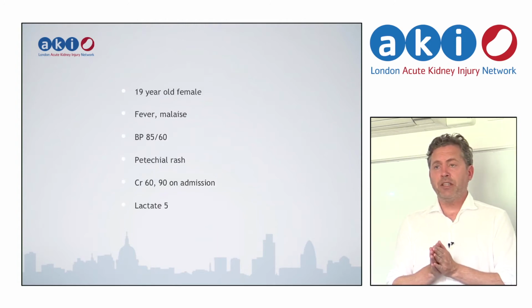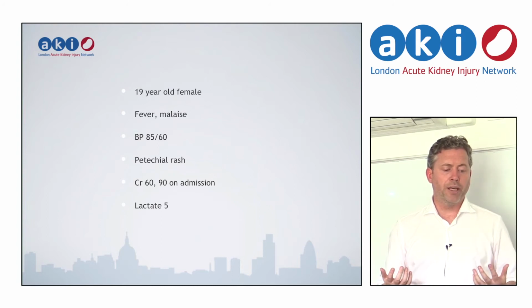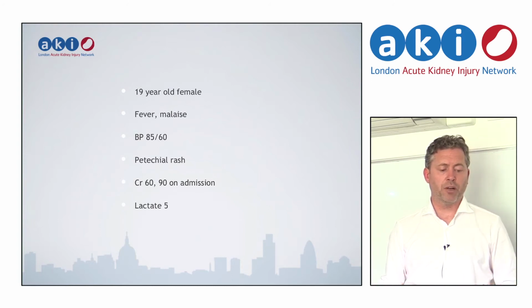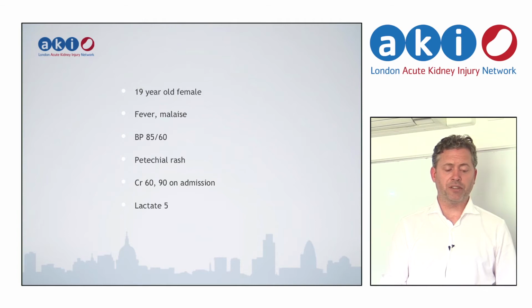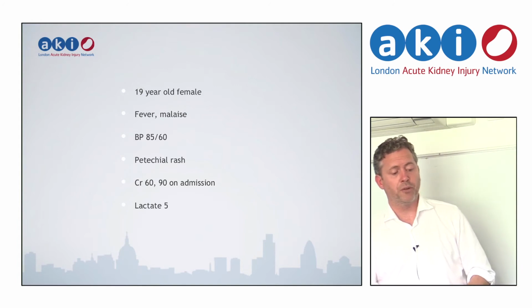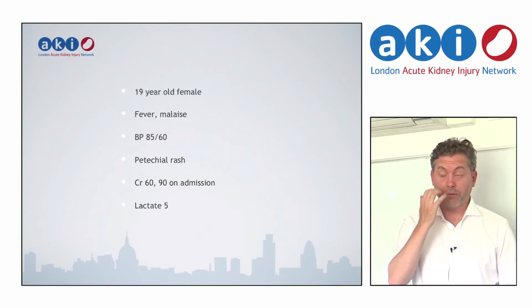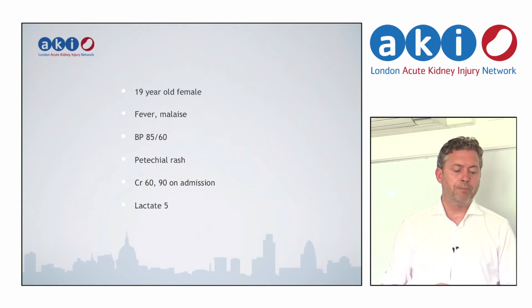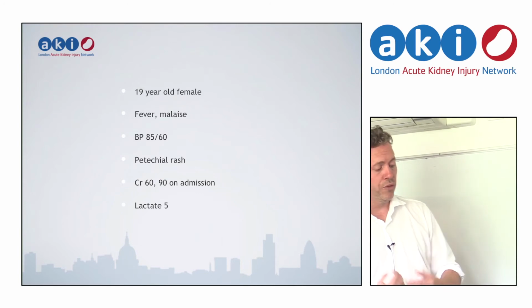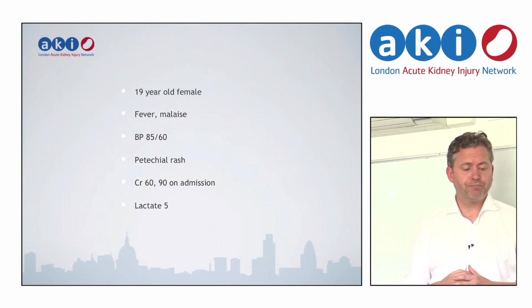The next case, a 19-year-old female presents with fever and malaise, blood pressure 85/60, a petechial rash. Baseline serum creatinine is 60. I've actually invented this baseline value. Many young fit patients won't have baseline values, but I'd say a 90-year-old female, a serum creatinine of 90 is unusually high. And they have an elevated serum lactate. So here we can see evidence of severe sepsis, there's circulatory instability, hyperlactatemia, and this patient has developed a stage 1 acute kidney injury with no background comorbidities of note.